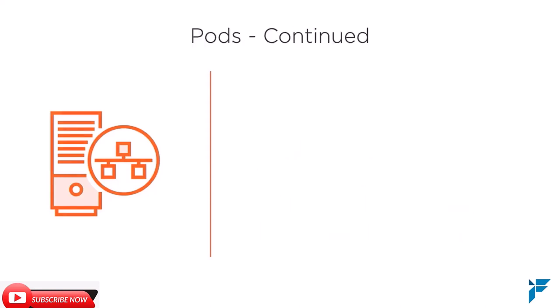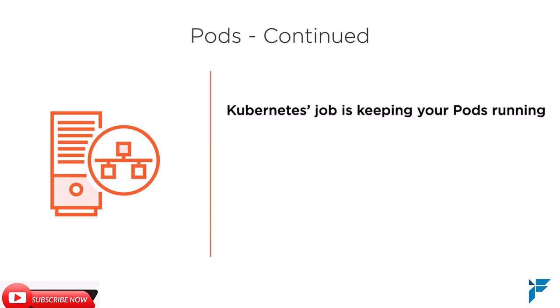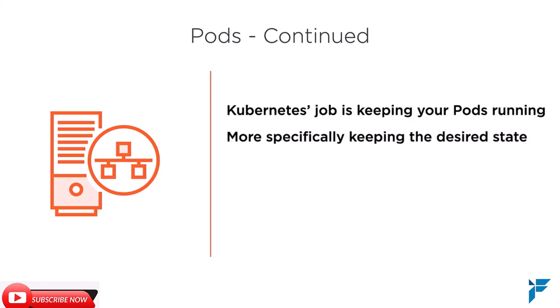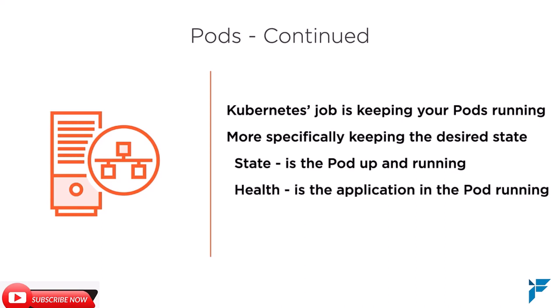Continuing the conversation about pods, what I want to introduce now is that it's Kubernetes' job to keep your pods up and running using controllers. But more specifically, it's about keeping your application or your deployments in the desired state. And so to make sure that things are in the desired state, Kubernetes tracks the state of a pod. Is our pod and the containers inside of that pod up and running? Now, of course, our pod could be up and running, but the applications inside of that pod could be throwing errors. So Kubernetes also tracks the health of a pod. Is the application inside the pod up and running?